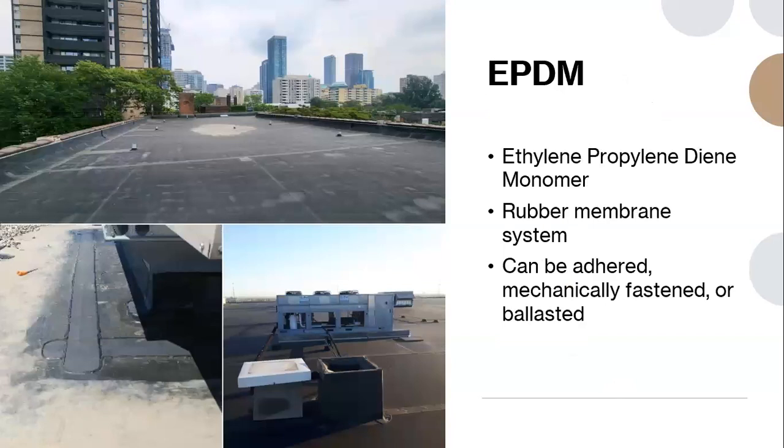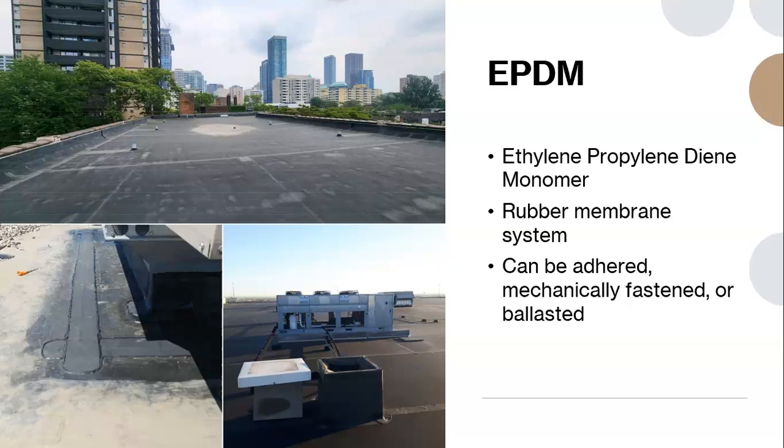So the first of the single ply membranes would be EPDM. Sometimes you might hear people talking about a rubber roof. That would be EPDM that they're speaking about. So arguably one of the most durable of the single ply membranes. There's also a variety of ways that it can be installed. It can be self-adhered, mechanically fastened, or ballasted.